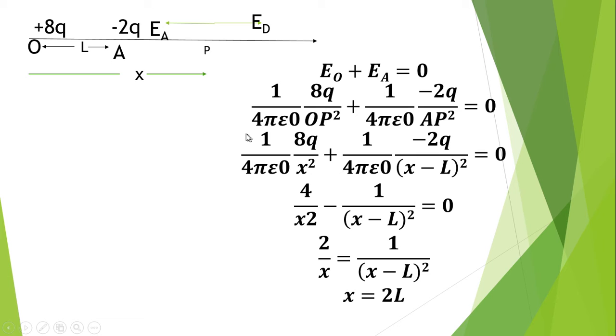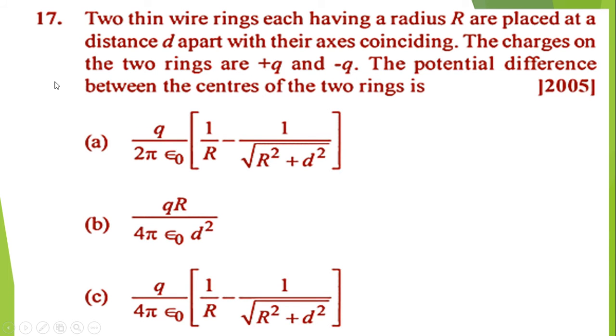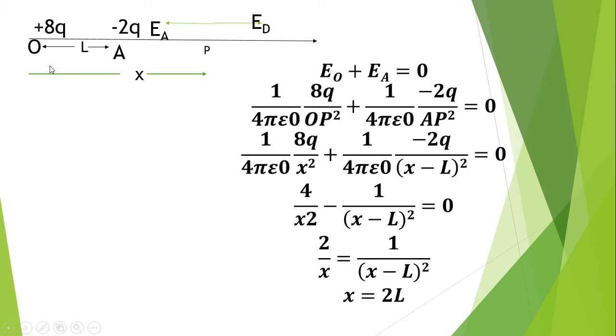OP is x, and AP is OA, that is L, so OP is x and AP is x minus L. Put here 1 by 4 pi epsilon naught 8Q by OP square, that is x square, plus 1 by 4 pi epsilon naught minus twice Q by AP square, that means (x minus L) whole square. After solving that, x equal to twice L. So x equal to twice L is the point at which the electric field intensity is 0.